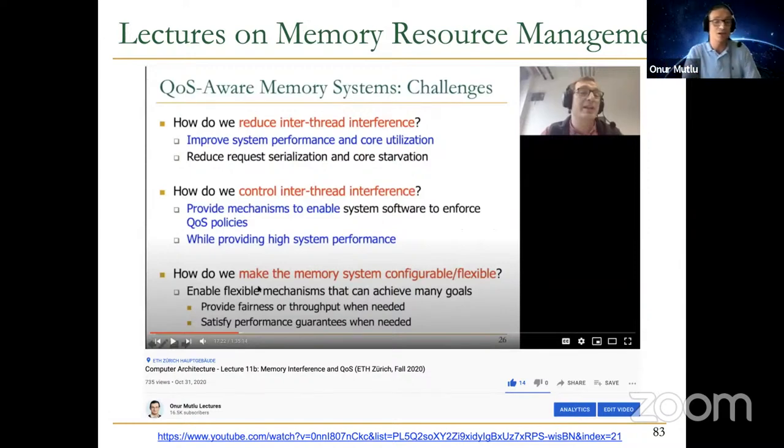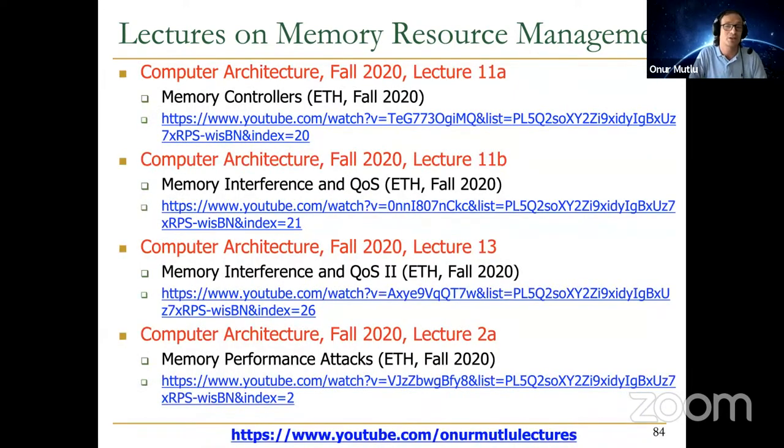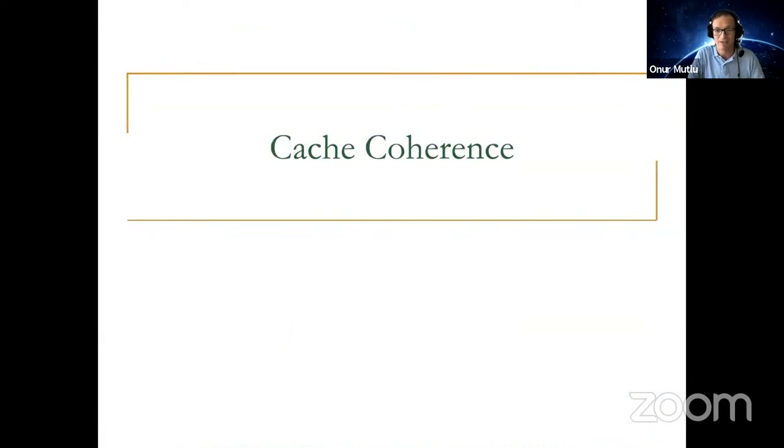And also there are a lot of ideas on memory resource management as well, which we didn't have a lot of time to talk about, but we mentioned, for example, memory performance attacks. And there are a lot of interesting questions over here, like how do we reduce the inter-thread interference? How do we control it? And how do we make the memory system more configurable and flexible, such that it can cater to different needs and different access patterns of different applications? Again, there's a lot more to talk about over here, but we don't have time in this particular lecture.